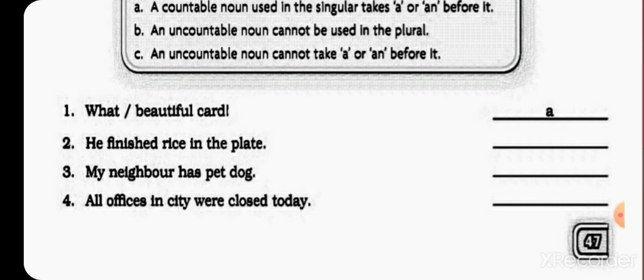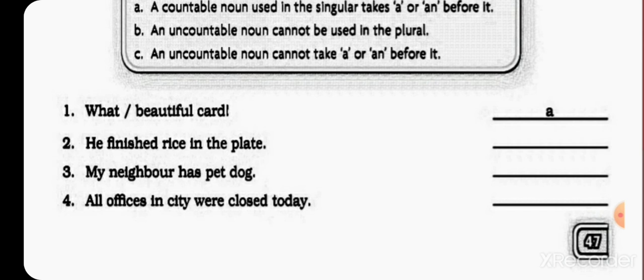Next, see beta, the third one. My neighbor has pet dog. So what's missing? Which article? My neighbor has a pet dog. Okay, students, I think it's clear to you now how to put the slashes and write down the article there.